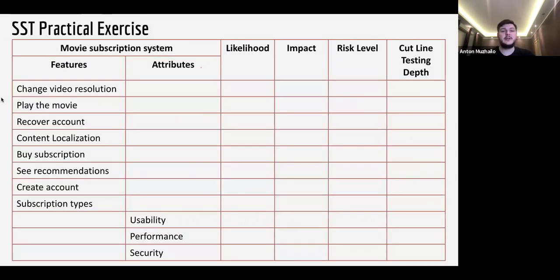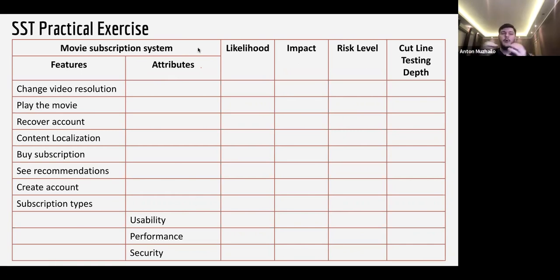Also, here is the practical exercise for SST, so you can do it by yourself. I know there are lots of people here, there are 40, and if we start to work on this in detail, we can go deep here for hours. But generally, if you would like to play with it, I have here the movie subscription system for you with a list of features and attributes.